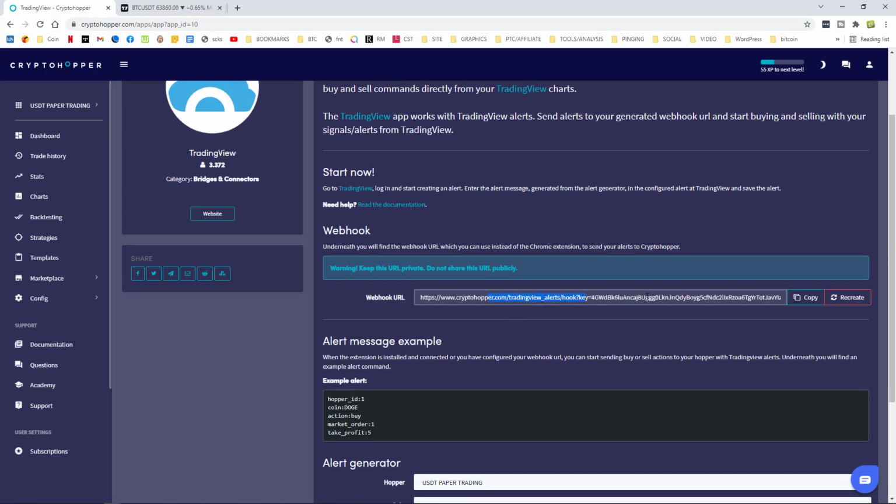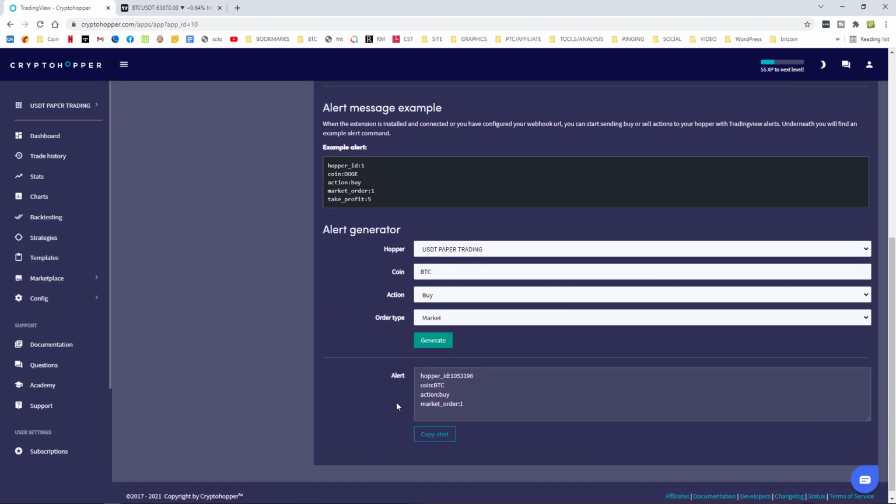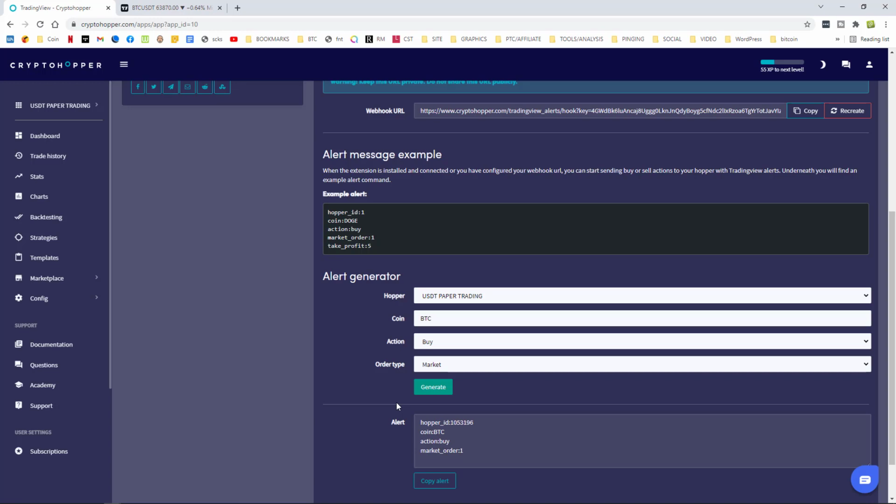and this webhook here is what you need, and you also need this message down here. So type in BTC, all caps, buy, market order, and click on generate. So we need 2 things to plug in to Tradingview. We need this and we need this.